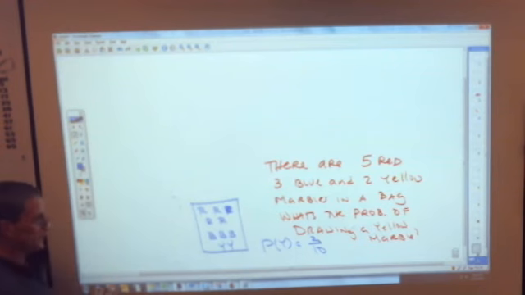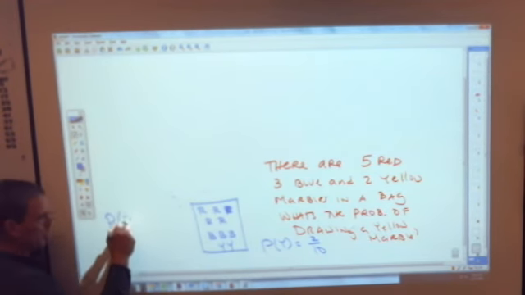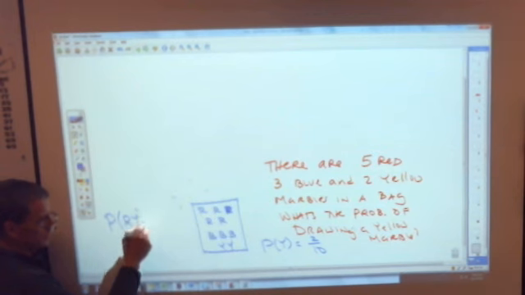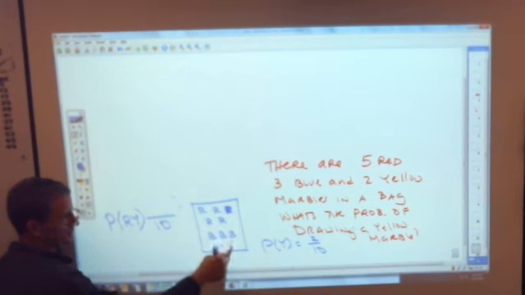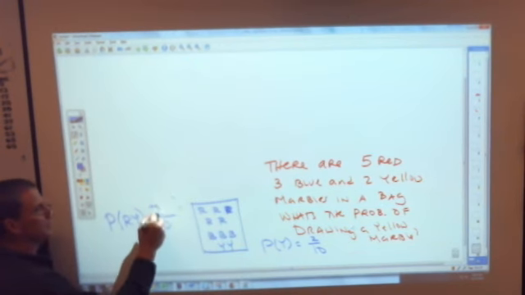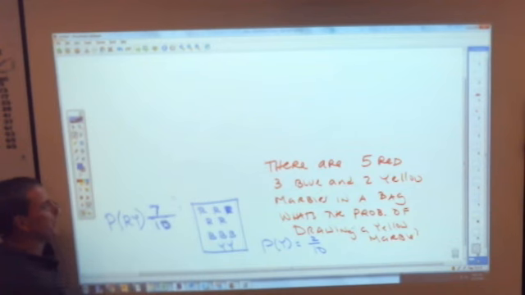Or this one, what's the probability of drawing a red or a yellow? Same thing, still 10 marbles in the bag. How many of them are red or yellow? 5 reds, 2 yellows makes 7. So the probability would be 7/10, which would be likely that you would draw that there. Got probability? Now, take out a blank piece of paper because we have to write down one more thing.